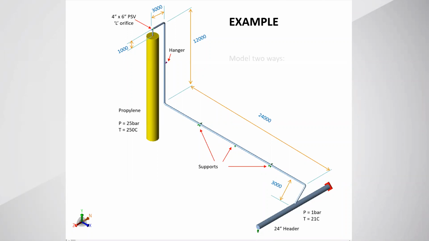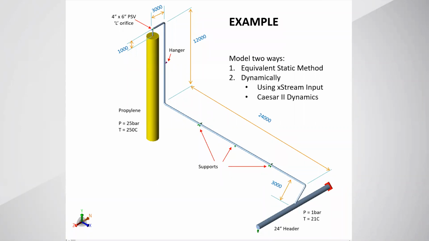And we're going to model this in two ways. The first way is the equivalent static method. Most engineers are probably familiar with this. Then what we're going to do is model it dynamically using xStream input and CESA2 dynamics.